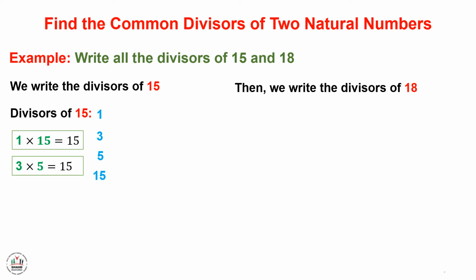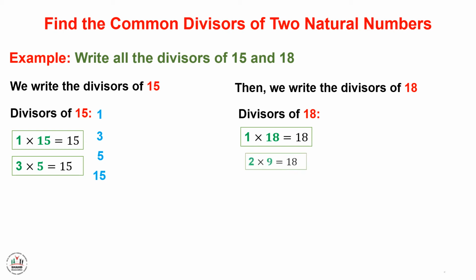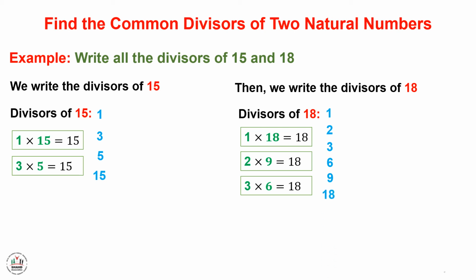Now write the divisors of 18. Divisors of 18. 1 times 18, so 1 and 18 are divisors of 18. 2 times 9, so 2 and 9 are divisors of 18. And the last one, 3 times 6, so 3 and 6 are divisors of 18. Are there any more numbers? No. So the divisors of 18 are 1, 2, 3, 6, 9, and 18.